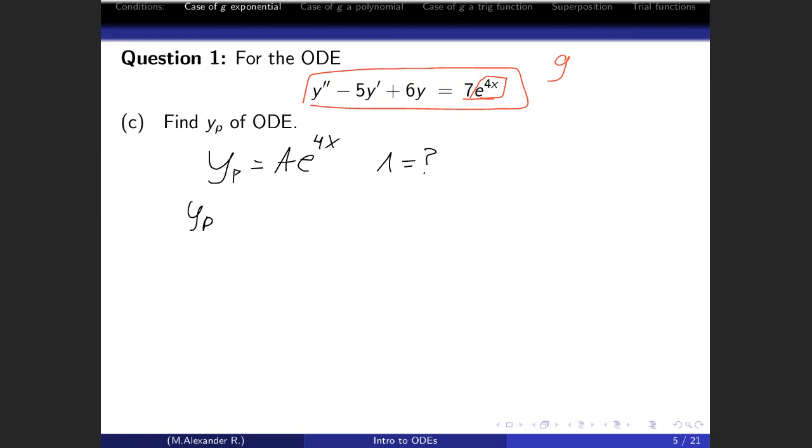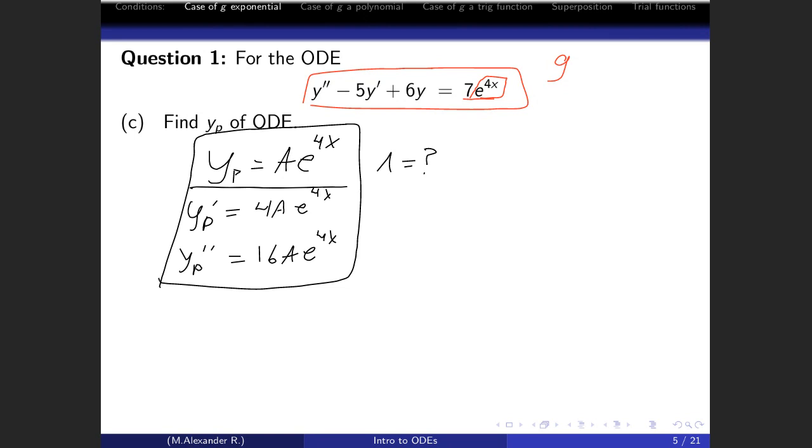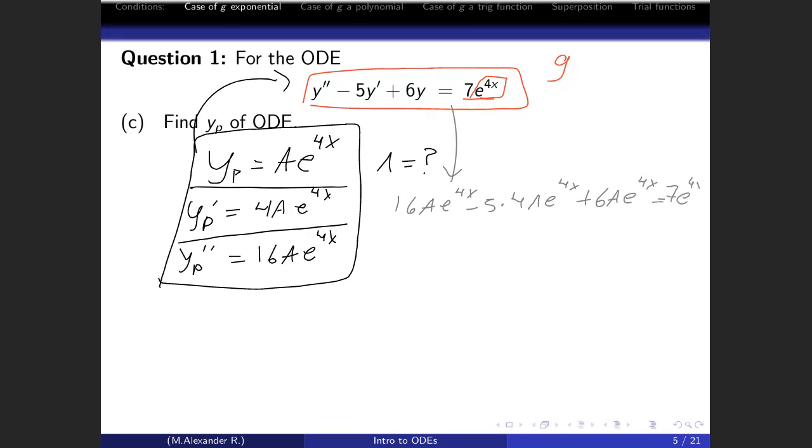So what we're going to do is plug in the derivative, which is 4a e to the 4x, and also the second derivative, which is 16a e to the 4x. We're going to plug these three pieces of information into the differential equation, and that's how we get the following. So 16a e to the 4x minus 5 times the y prime, which became 4a e to the 4x, plus 6a e to the 4x is equal to 7e to the 4x.